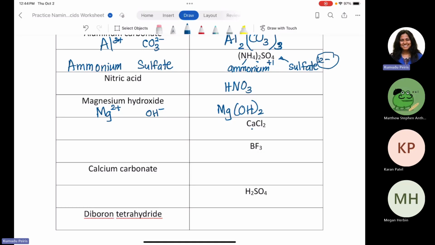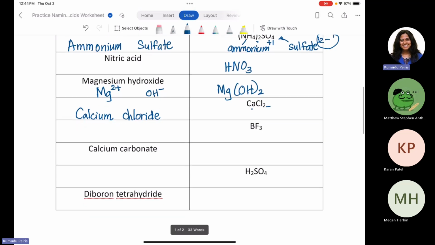Right. Next, the calcium. Calcium, we don't need to mention its oxidation number because it makes only one type of ion. So you can just write calcium. And the chloride. Chlorine is also making just one type of ion. So you can simply say it is calcium chloride.